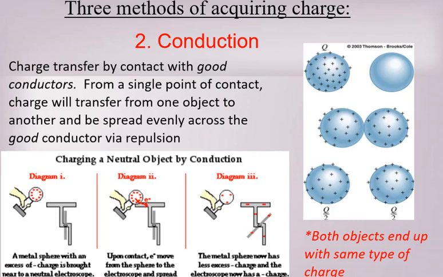So when two objects that are conductors come together, they're both going to end up with the same type of charge. Not always the exact same amount, we'll talk about that later, but they will end up with the exact same type of charge, so both positive or both negative.